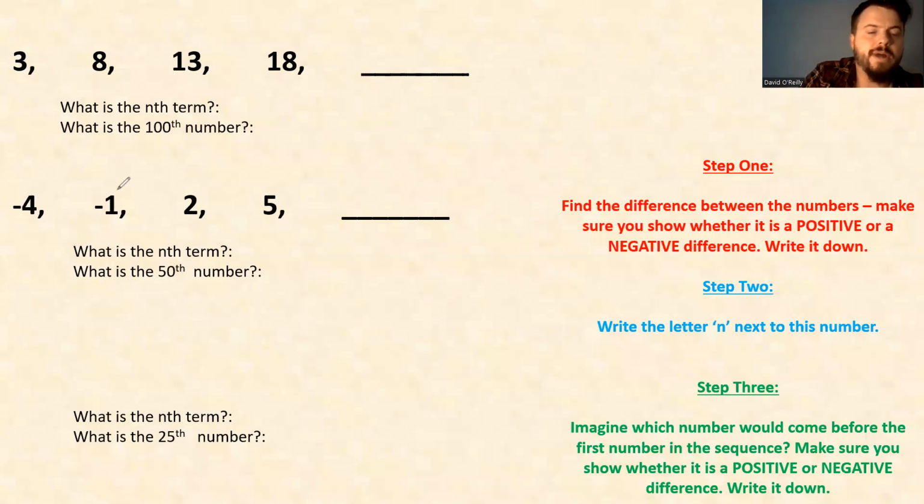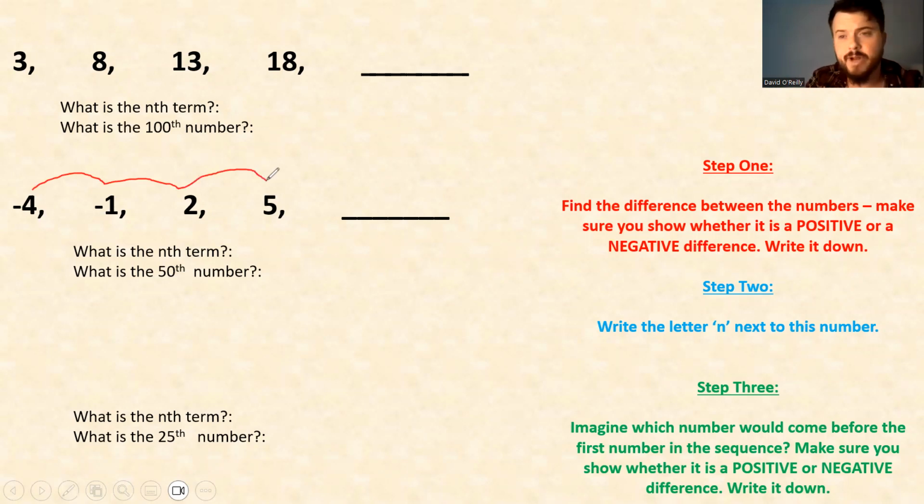We've got minus 4, minus 1, 2, 5. What's my first step? Find the difference between the numbers, and I need to show whether it's a positive or negative difference. So from minus 4 to minus 1, I'm adding 3. From minus 1 to 2, I'm adding 3. And from 2 to 5, I'm adding 3. So what is my difference? My difference is a positive 3. So I just write 3. I don't need to write positive 3 like that. Okay, we assume if a number doesn't have a negative in front of it, it's a positive. So this is a positive 3.